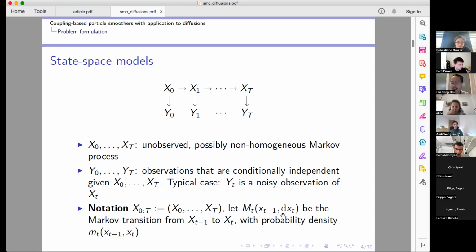And let Mt(Xt-1, dXt) be the Markov transition from Xt-1 to Xt, and the probability density, for instance with respect to the Lebesgue measure, is denoted by this. So you have this is the small m, and this is the capital M. All right. By the way, if you have any questions, do not hesitate to interrupt me.